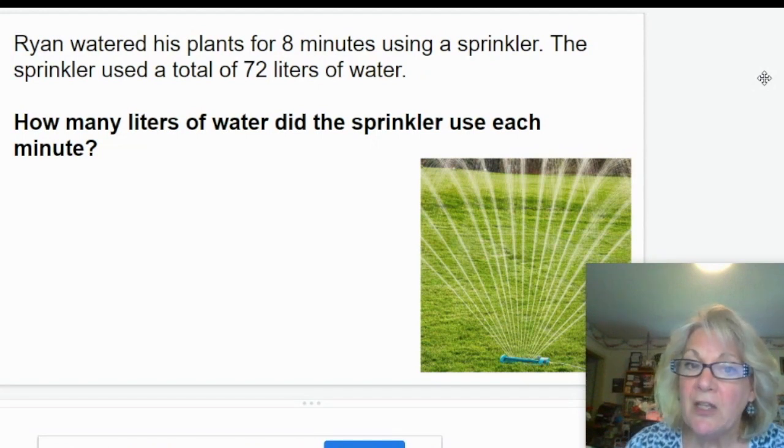So go ahead and read this word problem. Decide what the question's asking you to do. Don't forget to show your work. And solve your problem using liters for volume.